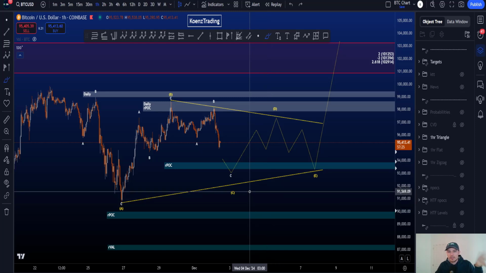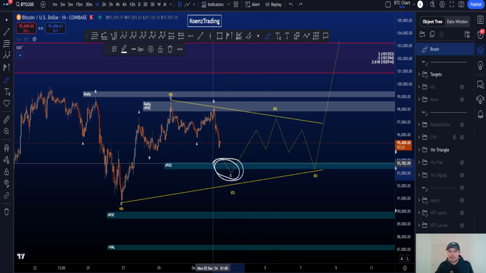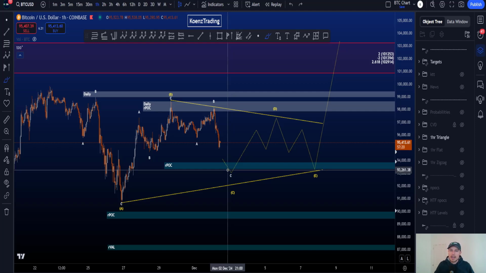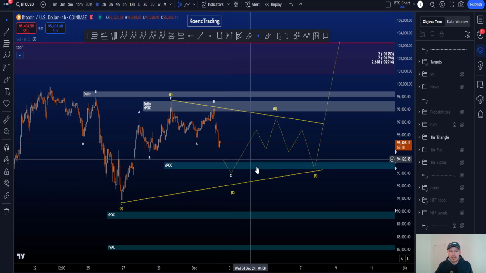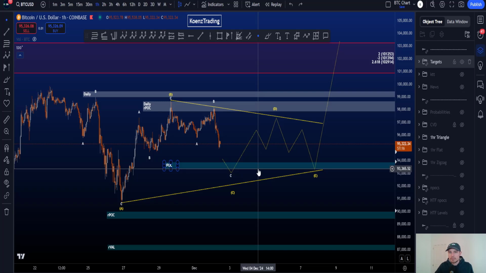So basically in 2 of the 3 scenarios, this support here will play an important role, and how we approach this level of support will have an impact on the probabilities of these scenarios.